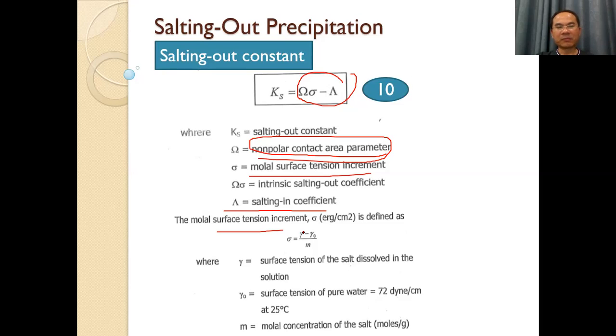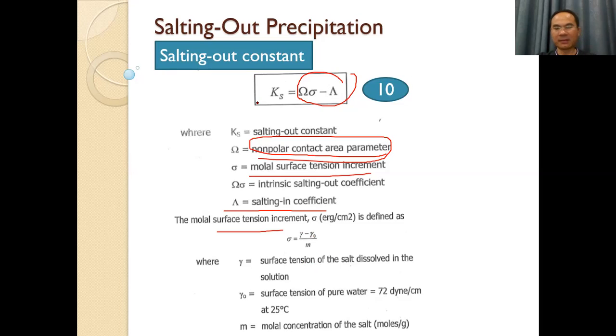Gamma is the surface tension of the solution including salt, and gamma zero is the surface tension excluding salt. That's right. M is the molar concentration of salt. You can calculate sigma, and then you can calculate Ks. That means Ks depends on the concentration of salt.